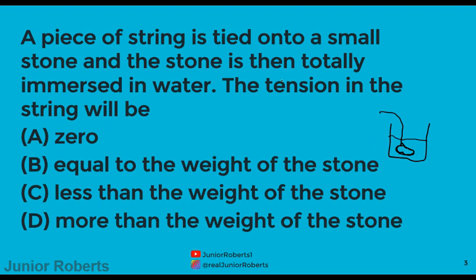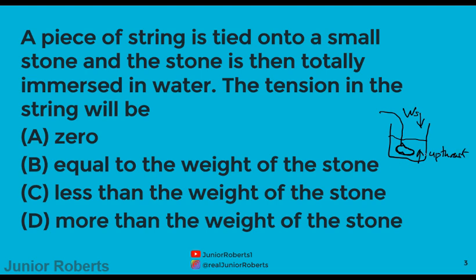Now the question wants us to state what will happen to the tension of the string. If you think about this question, the tension in this string will be due to the weight of this stone. Now, when the stone is placed in the water, there will be an upward force, right? The weight always acts down. So the weight of the stone, let's call it WS, will act downward. And then there will be an upward force due to this water, and we call that the upthrust, from Archimedes' principle.